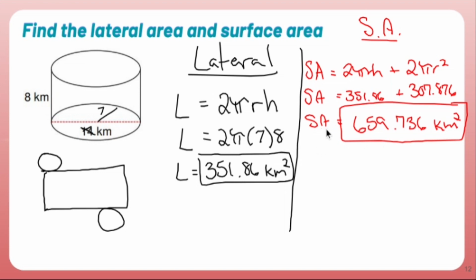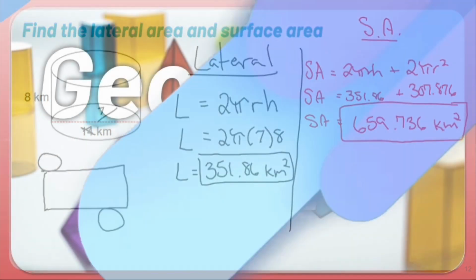So yeah, let's just say that you were making some kind of tower and you needed it to be 8 kilometers high and 14 kilometers long, and you're like, oh man, I wonder how much material I need. You're going to need roughly 659 square kilometers of material, which is roughly the size of Rhode Island. Probably not Rhode Island, but maybe like a city, like Philly. So a lot.